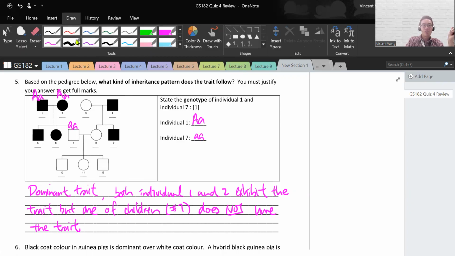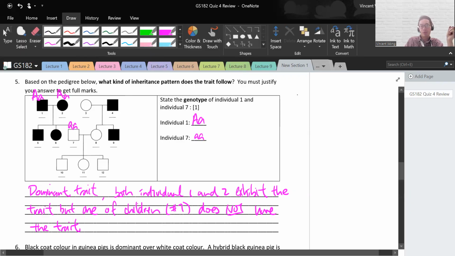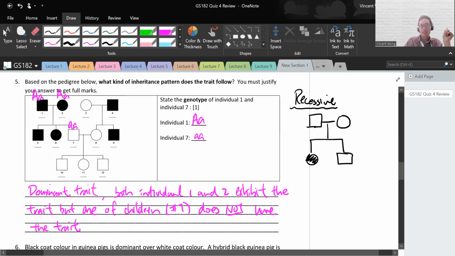Okay, now just to refresh your memory, what would recessive look like? Like, for the condition to be recessive, a telltale sign would be you have two parents who don't have the trait, and then one of the kids has it. Okay, so that is what you're looking for. If you try to distinguish between dominant and recessive, that's what you're trying to look for.